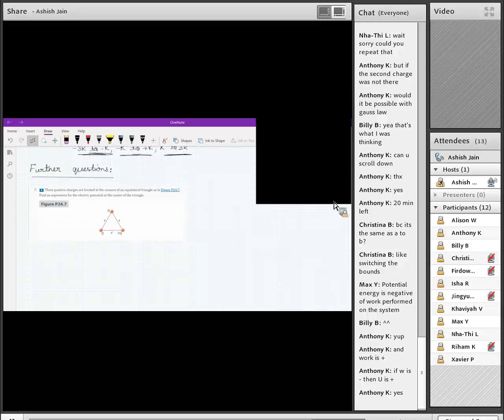Moving on to the fresh questions. Okay. This is again our familiar triangle. We solved it, right? Now, 3 positive charges are located at the corners of an equilateral triangle. Again, that means the angle subtended between 2 arms is 60 degrees. Find an expression for the electric field at the center of the triangle. We have to find the expression at the center of the triangle.